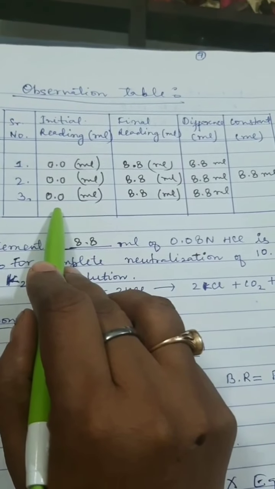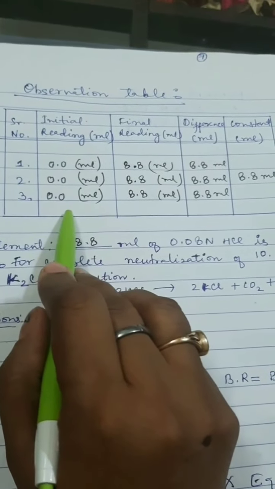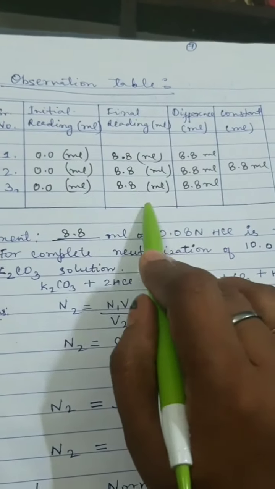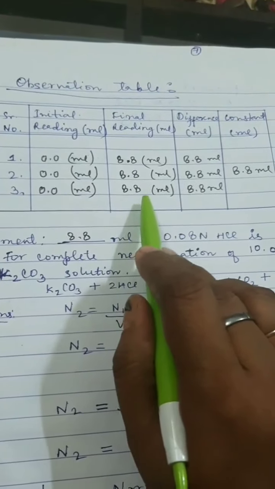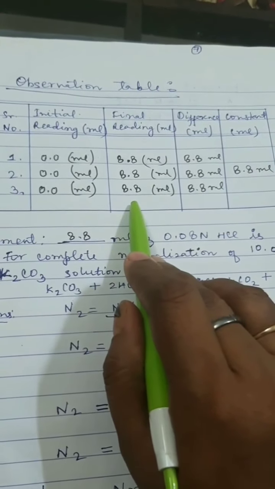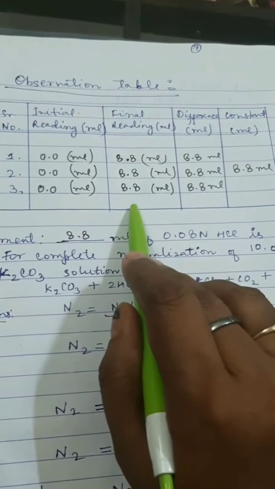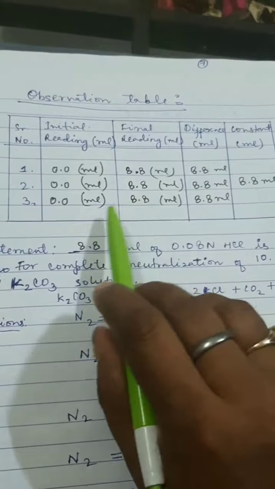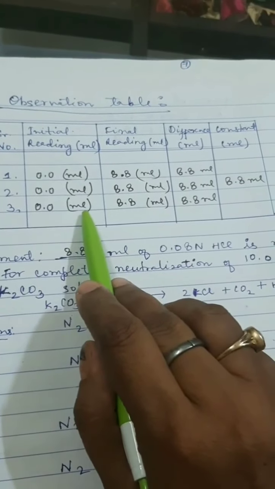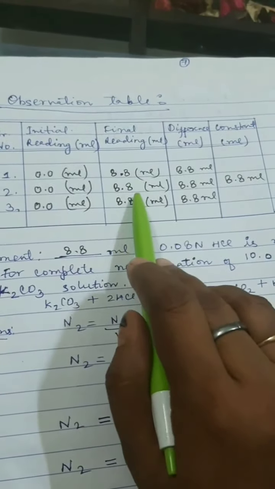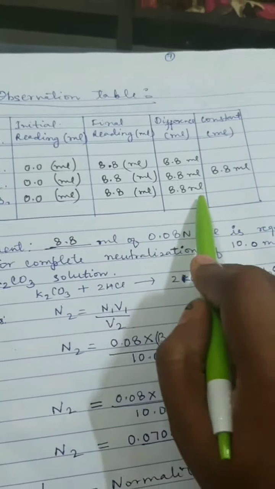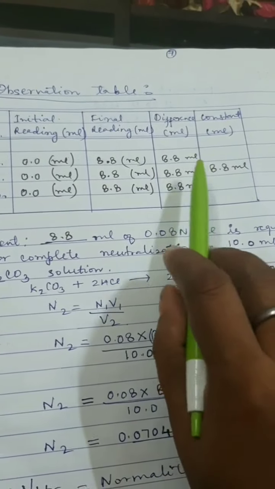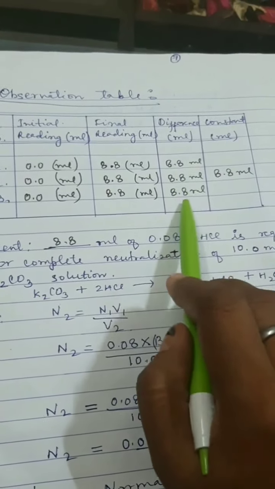Then we will take the third reading. Again we will fill the burette with HCl. Then again we will set the lower meniscus at 0. Then again we will pipette out 10 ml of K2CO3 in the conical flask. Then again we will titrate it with HCl in the same way we had taken the previous 2 readings. So here also we got 8.8 ml. So you can see the difference is 8.8 ml.